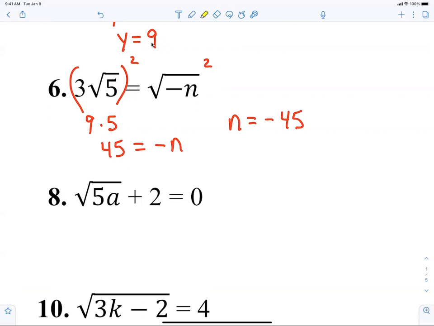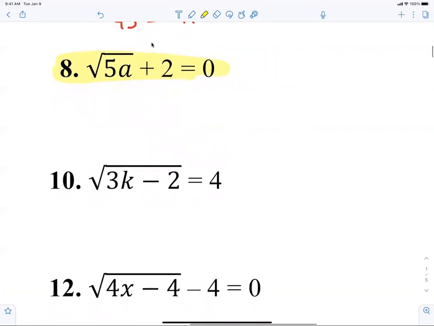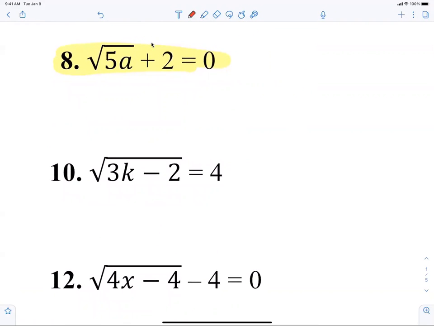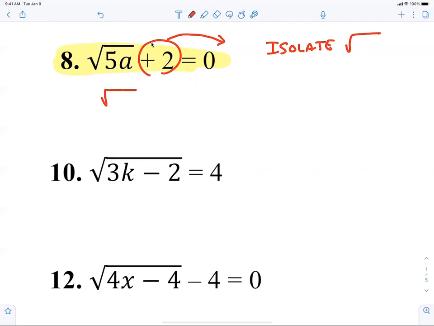Now, number 8, you need to put a little star by this one, highlight a little bit. The reason that these have been easy is because the radical has been isolated already. So step number 1 is technically to isolate the square root, which means this positive 2 needs to go over here. So now I want you to just write the square root of 5a equals negative 2.